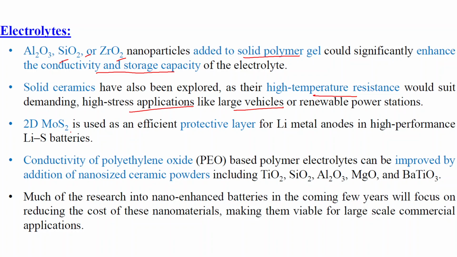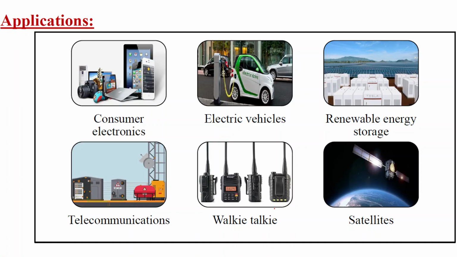Then 2D molybdenum disulfide is used as an efficient protective layer for lithium metal anode in high performance lithium sulfur batteries. Conductivity of polyethylene oxide based polymer electrolytes can be improved by addition of nano-sized ceramic powders, including titanium dioxide, silicon dioxide, alumina, manganese oxide, or barium titanate. Much of the research into nano-enhanced batteries in the coming few years will focus on reducing the cost of these nanoparticles, making them viable for large-scale commercial applications. These are some of the applications where rechargeable batteries are highly used.